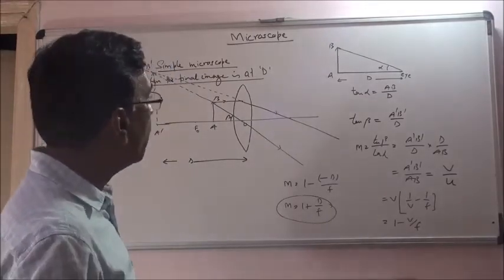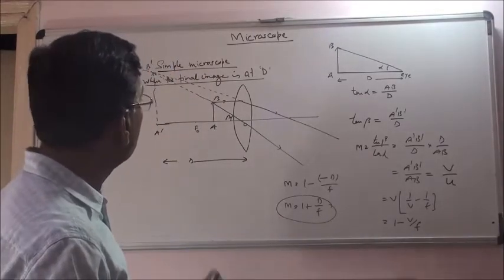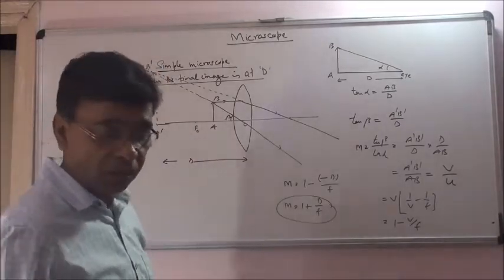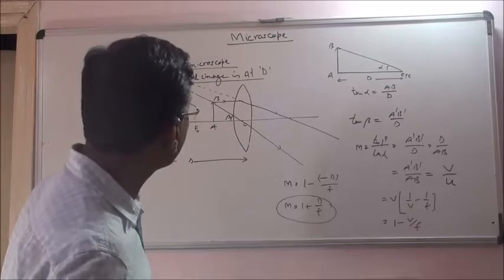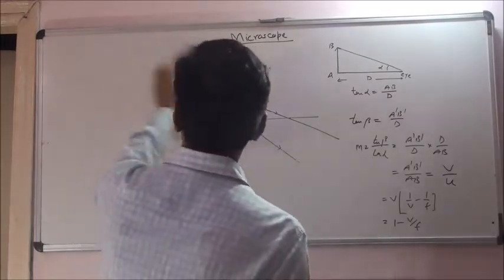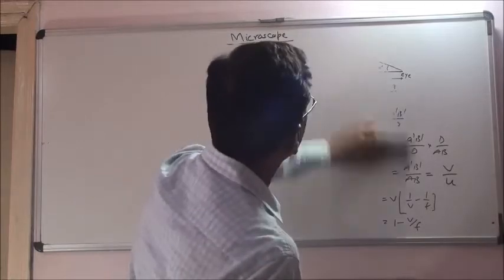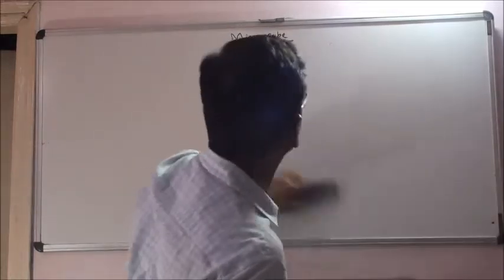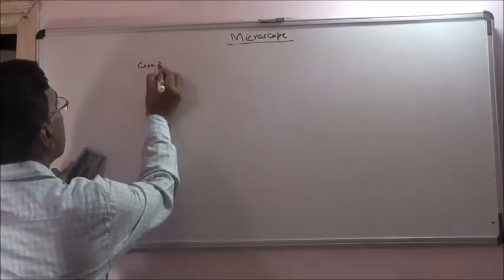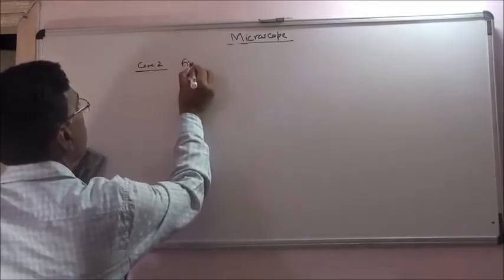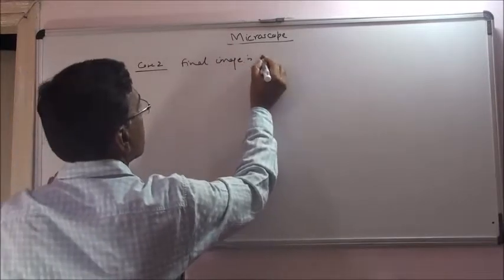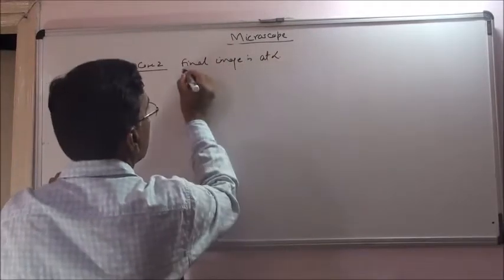Now what if the final image is formed at, it is when the final image is formed at least distance of distinct vision. Draw the second diagram when the final image is at infinity. Case 2, final image is at infinity.